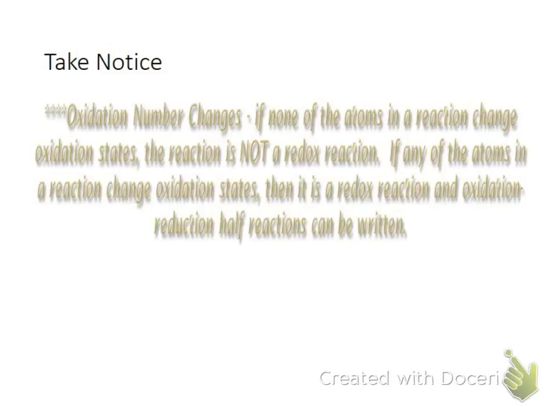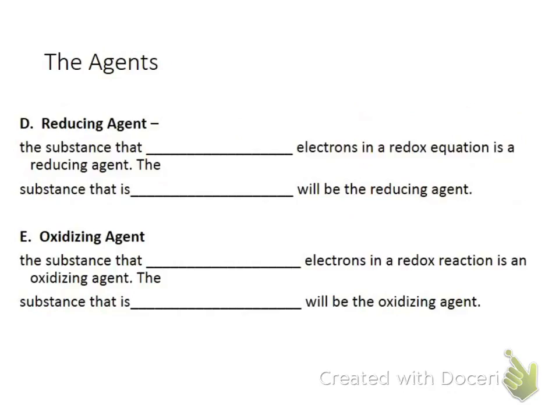But if you are looking at a reaction and you don't change your oxidation numbers on the sides of the equation, then you don't have a redox reaction. So you always want to check your oxidation states on both sides. If there's no change, then you don't have a redox. You have something else.